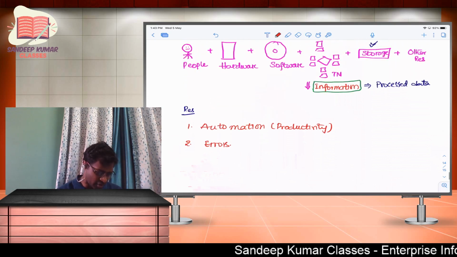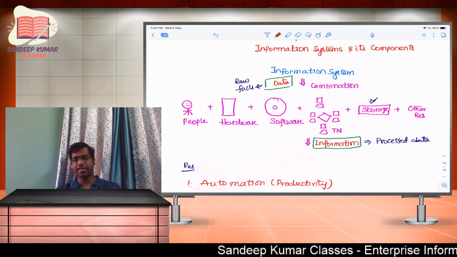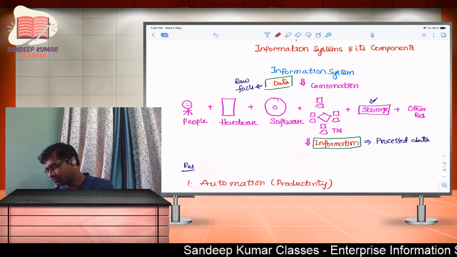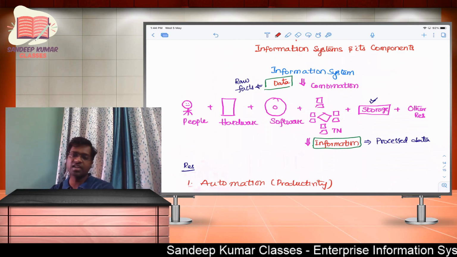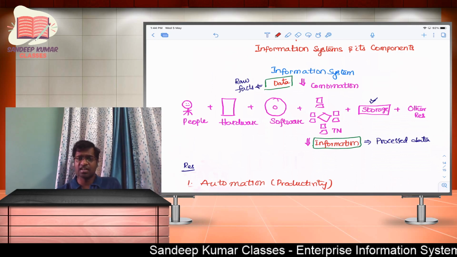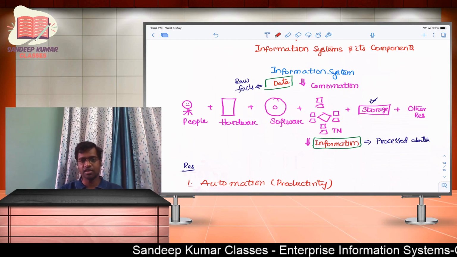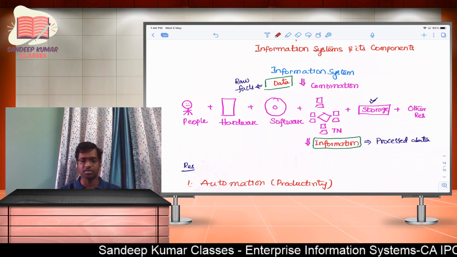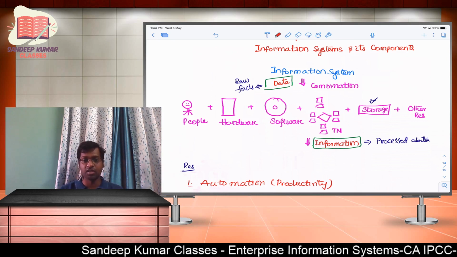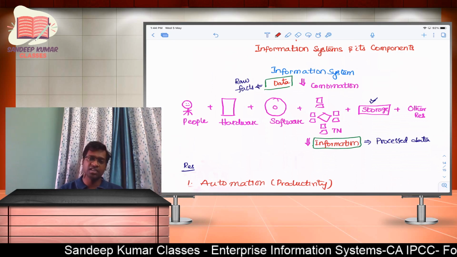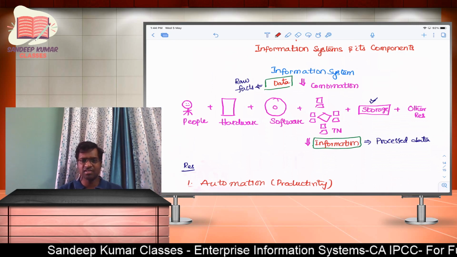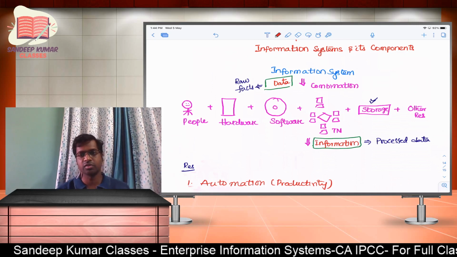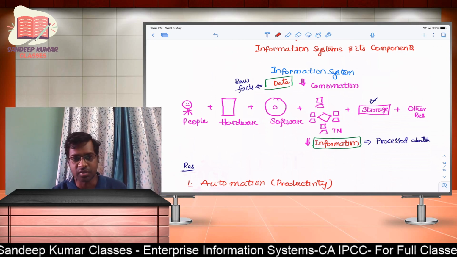So this is a small introduction about information systems and a definition. So what is an information system? Information systems are a combination of people, hardware, software, telecommunication networks, storage devices and other resources which convert data into information. Data is nothing but raw facts. Information is nothing but processed data.